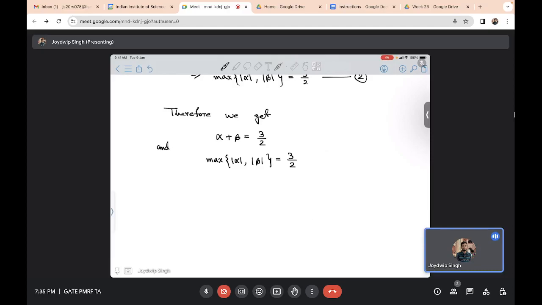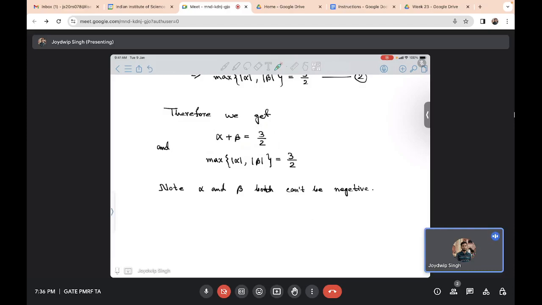So note, can alpha and beta both be negative? Note, alpha and beta both can't be negative. If both are negative, then the sum will be negative, so it will not satisfy the first condition. Right? So both cannot be negative.